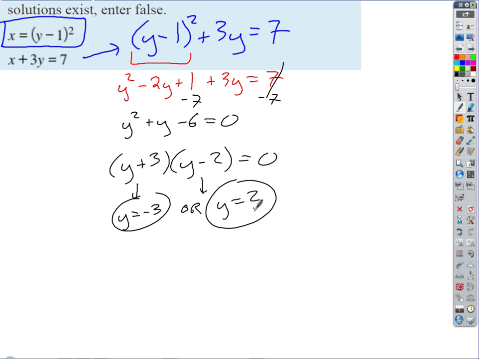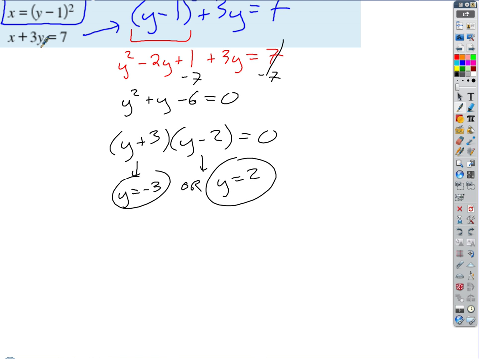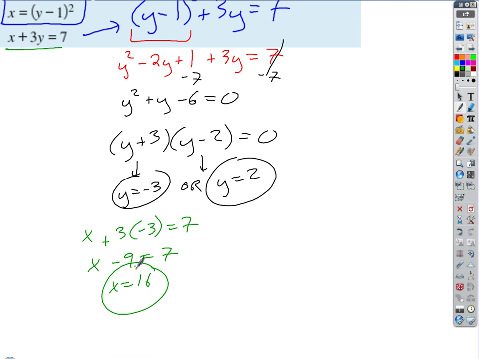Okay, so that's an easier one because it's linear. Nothing is being squared. So if I plug in y equals negative 3, what does this equation become? X plus 3 times y, which is negative 3, equals 7. So x minus 9 equals 7. If I add 9 to both sides, x equals 16. So one point is x equals 16 and y equals negative 3. So there's one ordered pair: there's my x value, there's my y value.